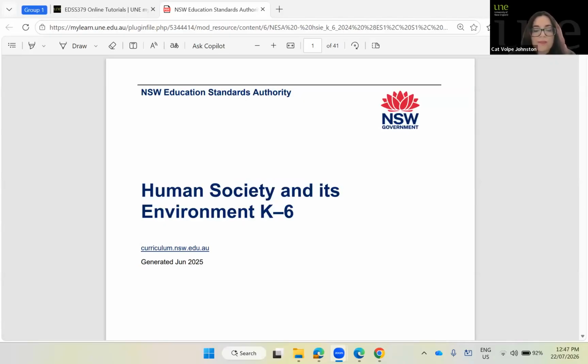The syllabuses that came before this one are the 2012 syllabus for history K to 10 and the 2015 syllabus for geography, which was K to 10 as well. Now the syllabuses are broken down into K to 6, then 7 to 10, and then the senior ones, whereas before it's K to 10. So they've kept it together. Again, there are advantages and disadvantages of both. I'm not going to spend this video talking about what those are. We can talk about those in tutorials if that comes up.